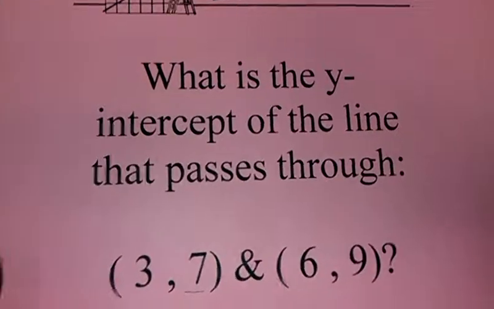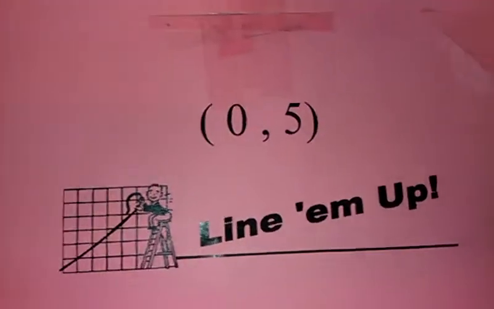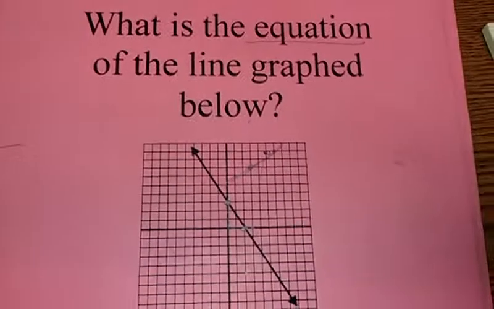So now I come over here. Oh, sorry, it says what is the y-intercept? Well, we just found the y-intercept to be 5. So the next card would be (0, 5). And I'd go down here to what is the equation of the line graph below?